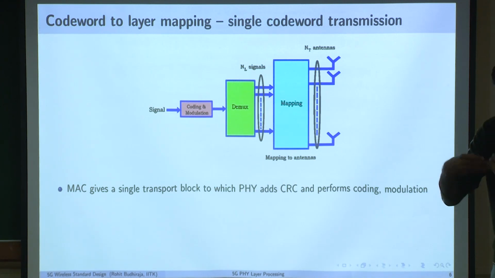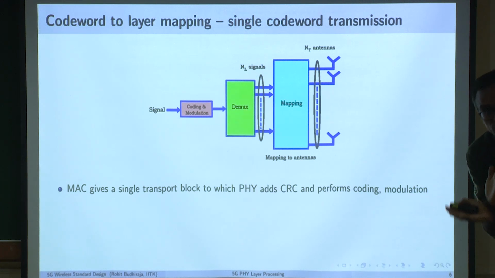You can do it for 5, 6, 7, 8 also. Why are we not doing it? Why is MAC sending 2 different transport blocks? That's what we want to argue, correct. This is another architecture.